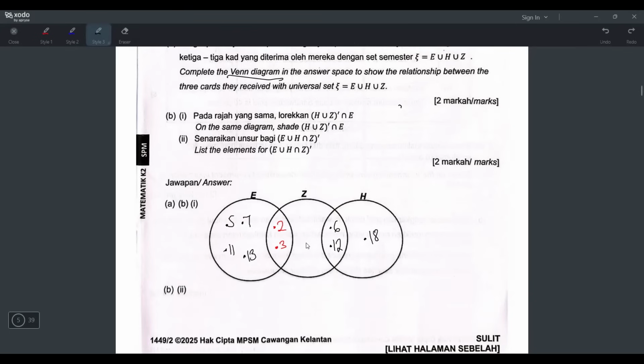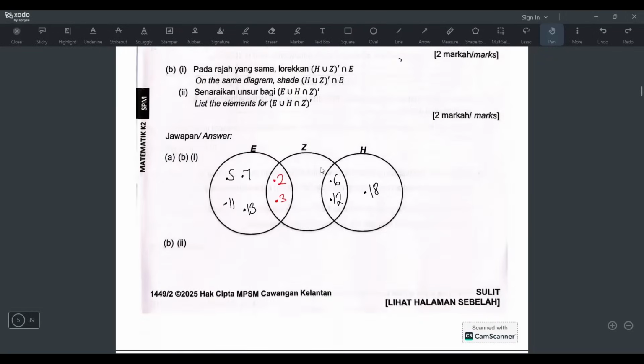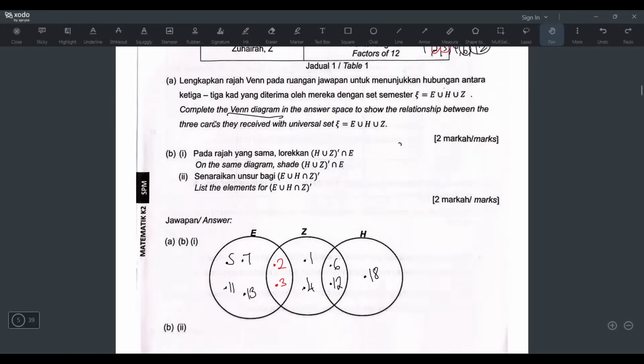And then for this part, it will be the Z only. So which element only Z only Z has 1 and 4 lah. The 2, 3, 6, 12 is already right. I already tulis inside Z already. So for Z only is only 1 and 4. Okay, saya sudah siap part A ini. So complete the Venn diagram. Inilah depan dia.